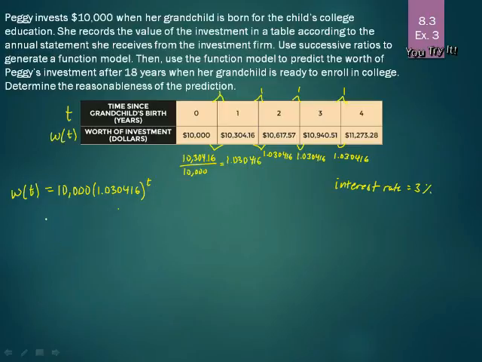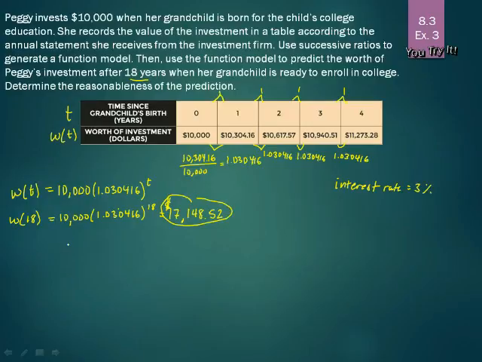So let's go ahead and find how much would be predicted to be in the account for 18 years. So we'll find W of 18. Plugging that in the calculator, we get 17,148, and then rounding it to the nearest hundredth, since this is in dollars and cents, we get 52 hundredths. And so that's the predicted amount for when her grandchild is 18.